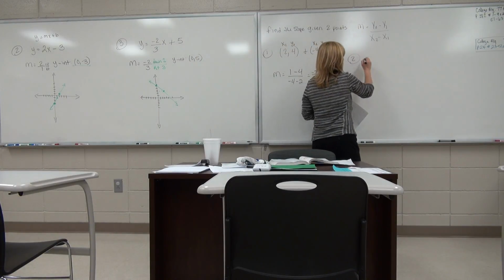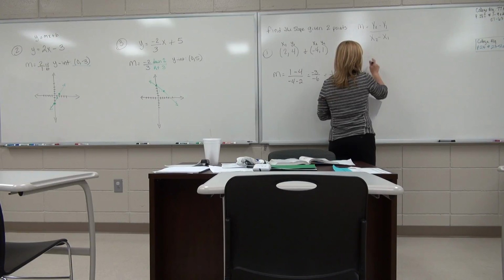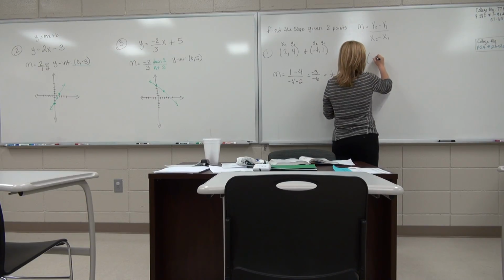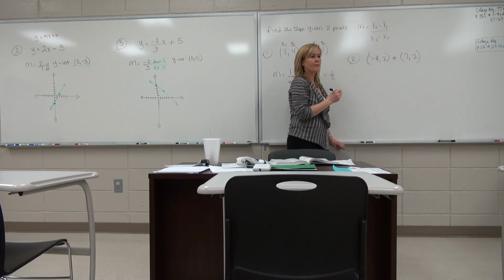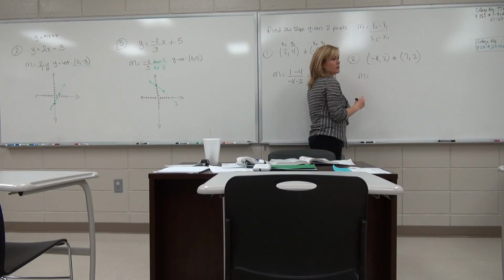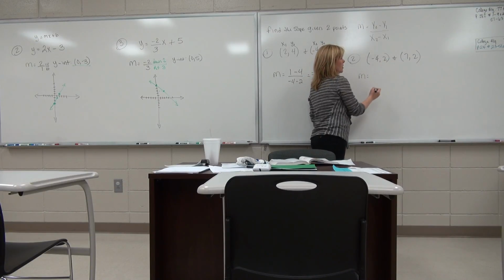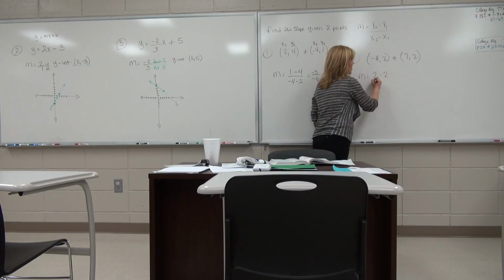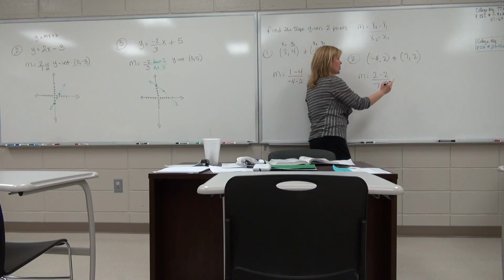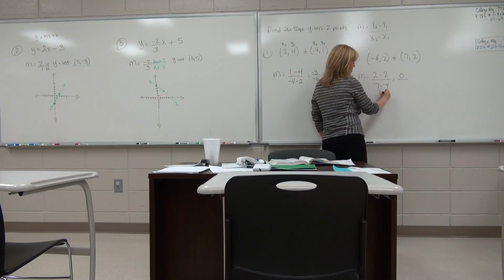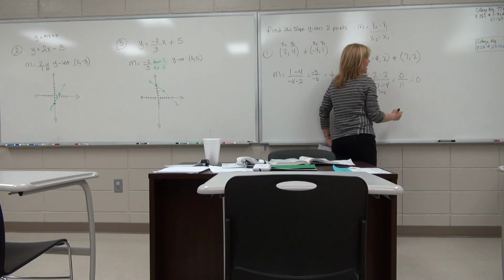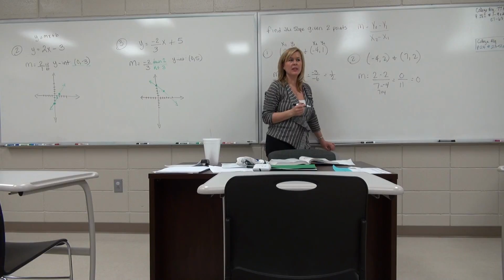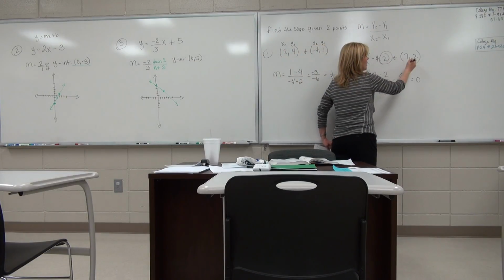Number 2, let's say if I have the 2 points (-4, 2) and the point (7, 2). So that's going to be what? 2 minus 2 over 7 minus a -4. Well, 2 minus 2 is 0 over, this would be 7 plus 4, which is 11. But what's 0 divided by 11? 0. So it has a slope of 0. What do you notice about these 2 points? Their y's are the same.